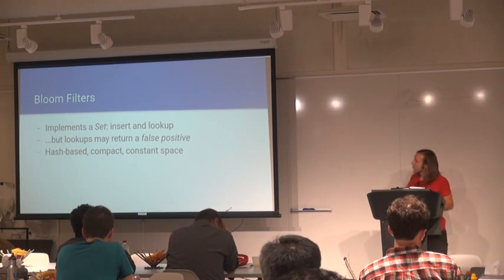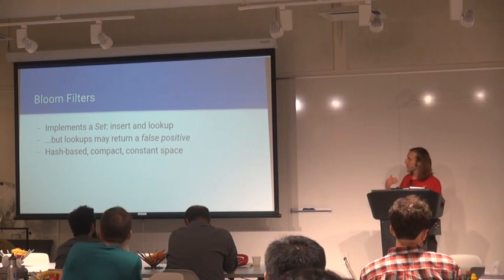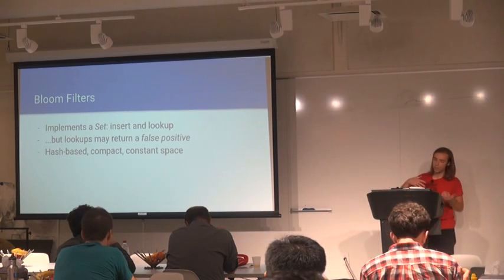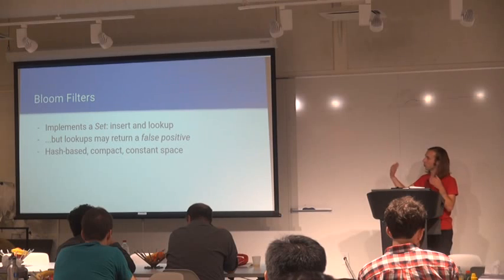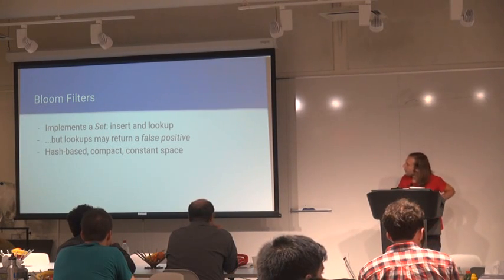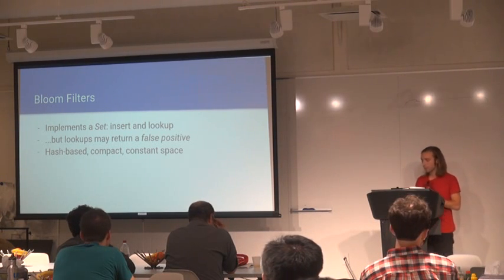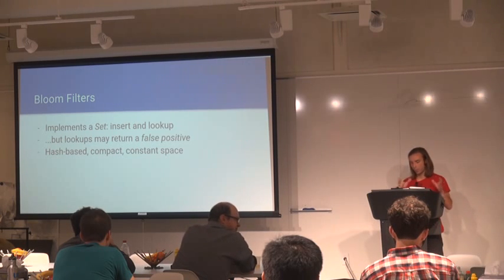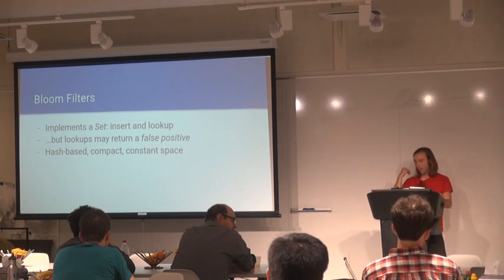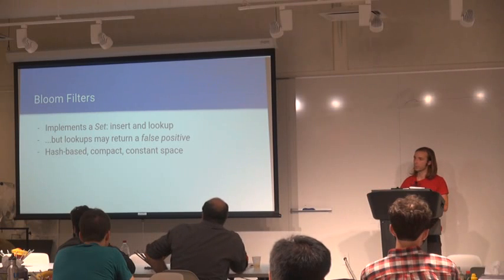So bloom filters are hash-based. In order to insert and look up an element, you first take a hash of that element. If you're not familiar with the hash function, you provide it arbitrary data, and it will crunch it up into a number, just like maybe 64 bits. It's compact, which means that it's able to store a lot of data in a very small number of bits relative to the number of elements. And it's constant space, so after you create the bloom filter initially, it doesn't grow as you add elements to it, so it uses no more memory.